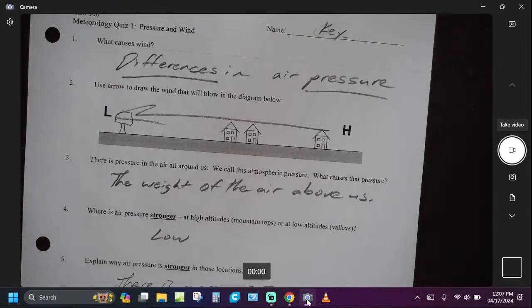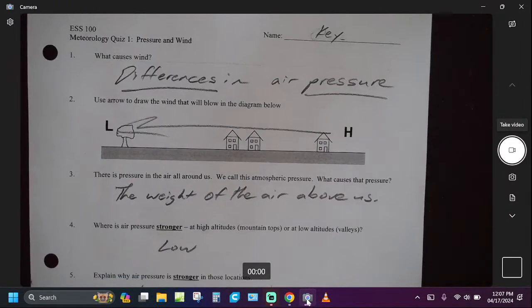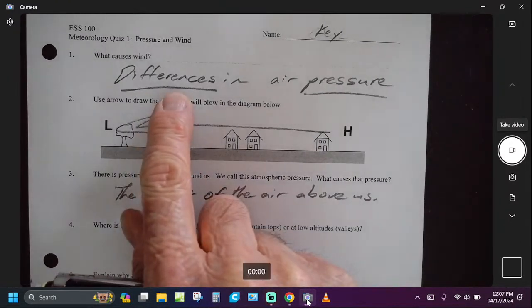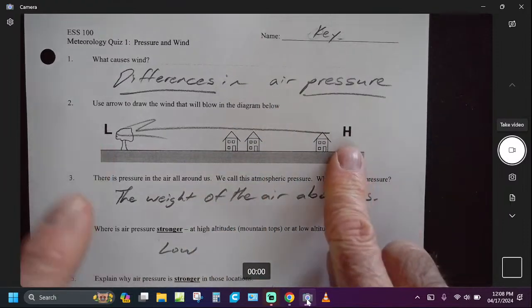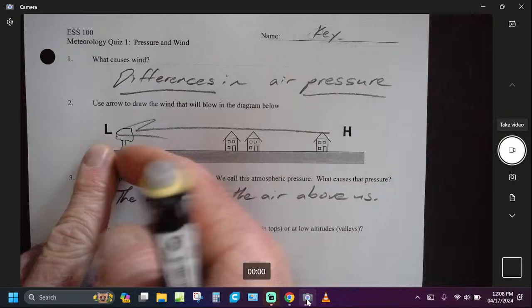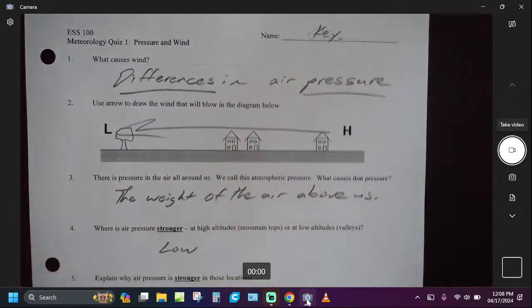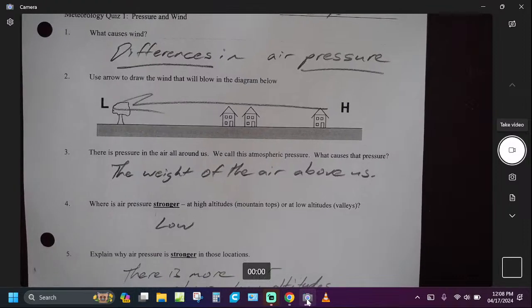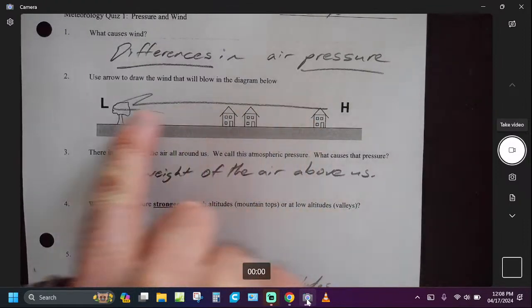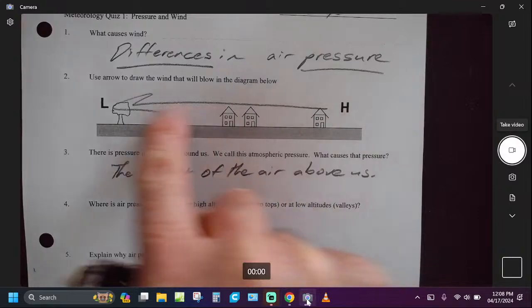So here are the answers, just in case you were wondering. What causes wind? Differences in air pressure. Just like this: high pressure over here, low pressure over here. You should have a wind going from high to low. I don't know, I'll have to look at it. But everywhere in between there, the air should go all the way from here to here, really.